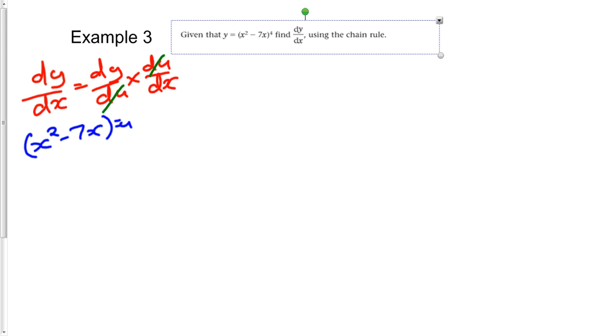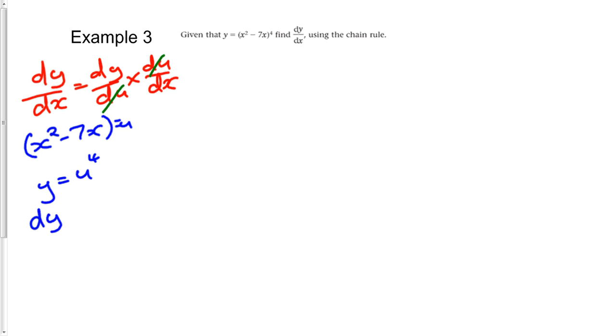So if we do that, we've got, sorry, we've got y equals u to the power of 4. So if we then differentiated that, we get dy by du equals 4u cubed. Now we've also got the fact that u equals x squared minus 7x.